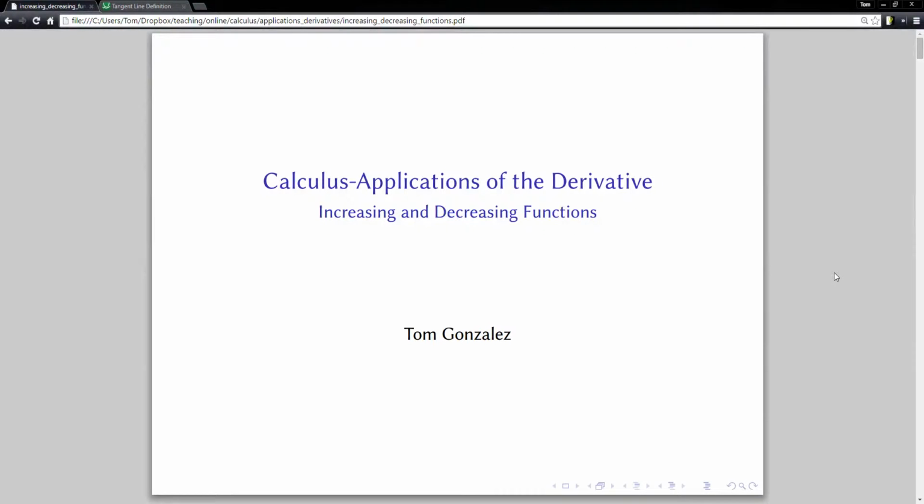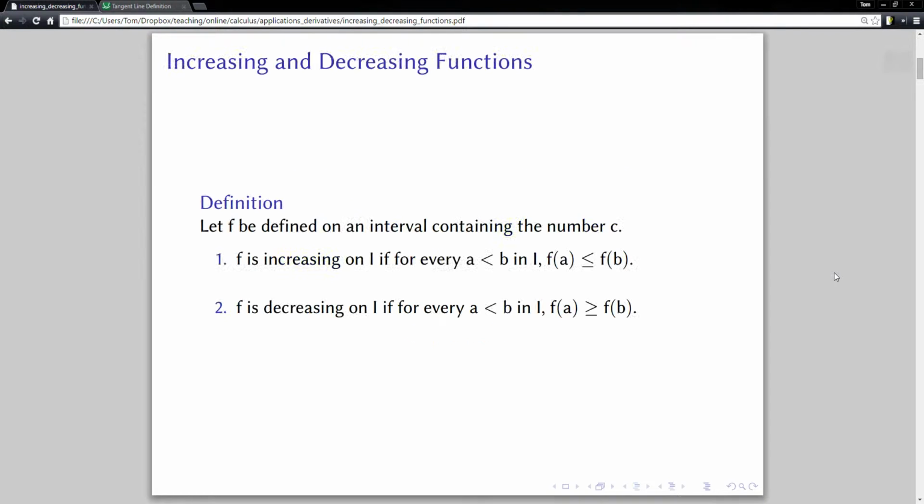In this video, we're going to take a look at increasing and decreasing functions. All right, so the definition of increasing and decreasing. If I have a function f defined on some interval containing the number c, f is increasing on that interval if for every a less than b in I, f of a is less than or equal to f of b. And then decreasing is where f of a would be greater than or equal to f of b.